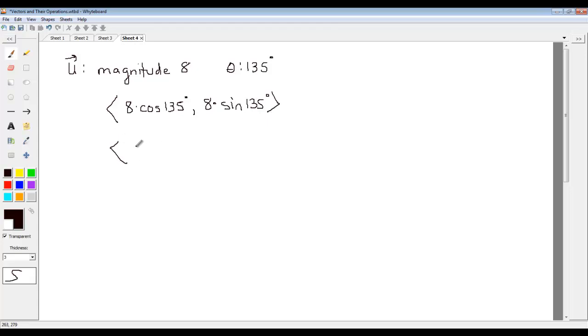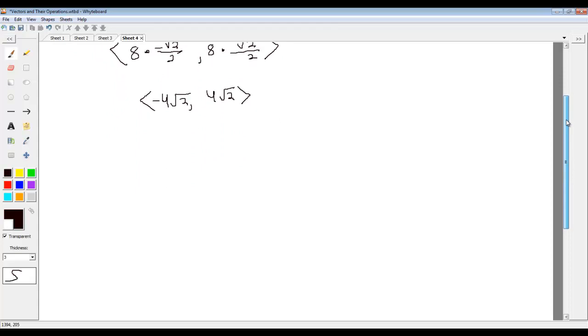On your unit circle, you can get cosine and sine of those. Cosine of 135 is negative square root of 2 over 2. Sine of 135 is positive square root of 2 over 2. So you get negative 4 square roots of 2, comma 4 square roots of 2. That's for the vector u. If you don't have the angles on your unit circle, then put them in your calculator and see what that comes out to. But you can continue working with those same formulas to find, using magnitude and direction angle, the components of your vector.